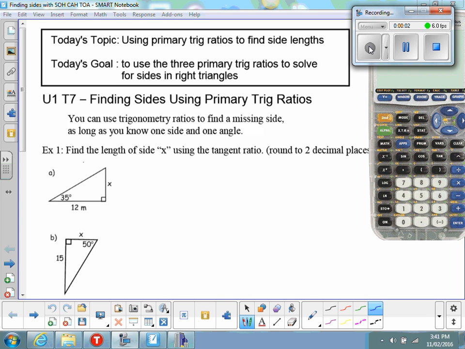So we've been introduced to the primary trig ratios, sine, cosine, and tangent. Now today we're going to take a look at how we can use those trig ratios to find side lengths in triangles. So our goal is to use the three primary trig ratios to solve for sides in right triangles.